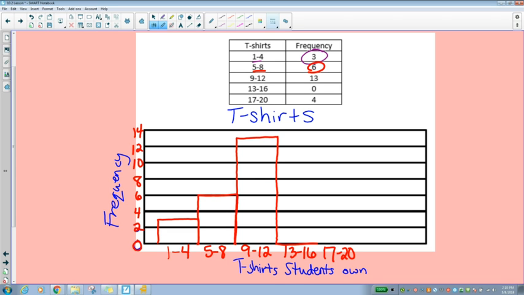And then for 17 to 20, the frequency is 4. So I'm going to bring my bar up to 4, across. So again, they're about the same width, and down. And notice all my bars are touching.